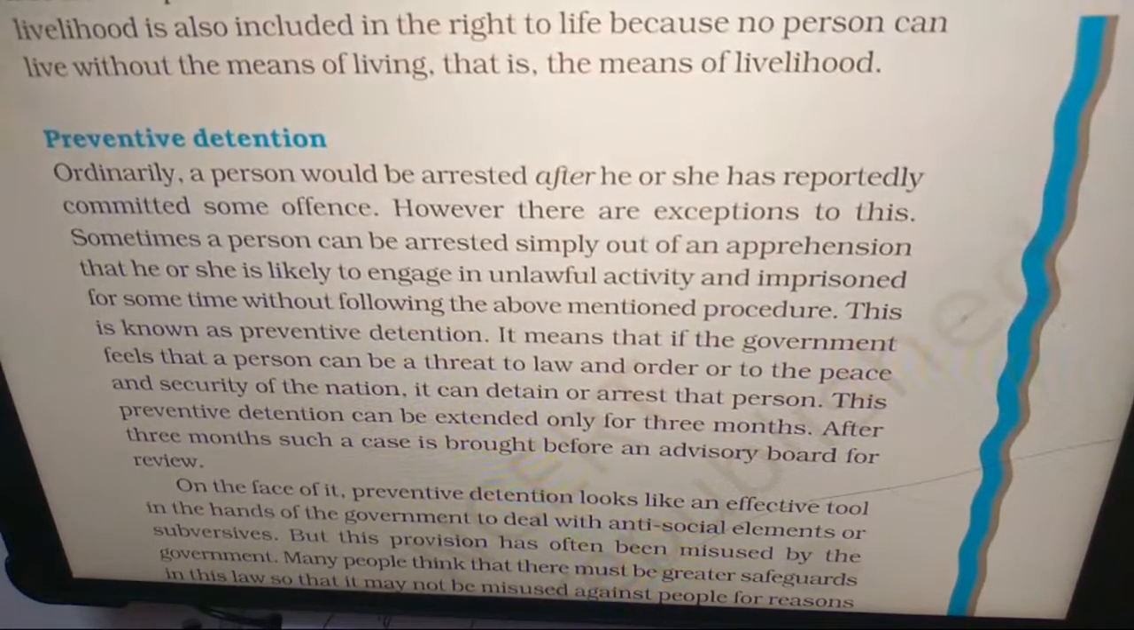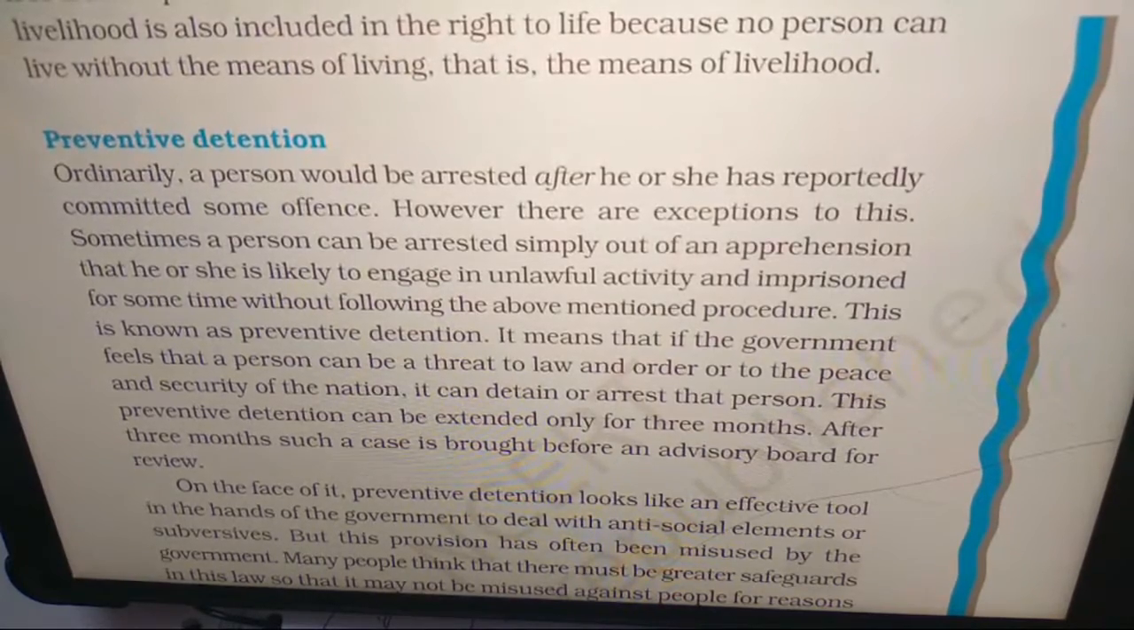It means that if the government feels that a person can be a threat to law and order or to the peace and security of the nation, it can detain or arrest that person. This preventive detention can be extended only for 3 months. After 3 months, such a case is brought before an advisory board for review.